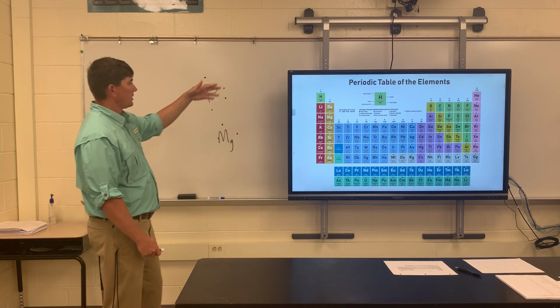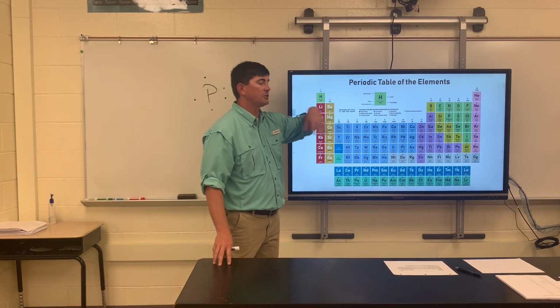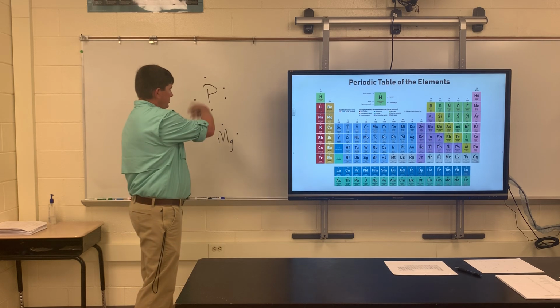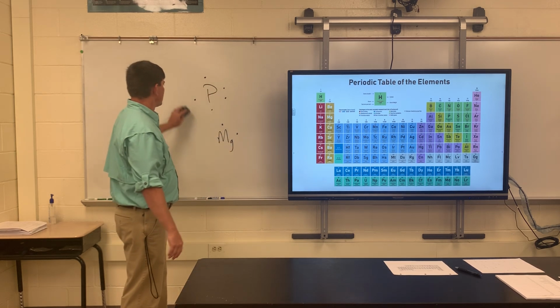So you pick the element, look, see where it is, what group it's in. That should tell you how many valence electrons it has, and then you just put your dots around it, showing the number of valence electrons. Okay.